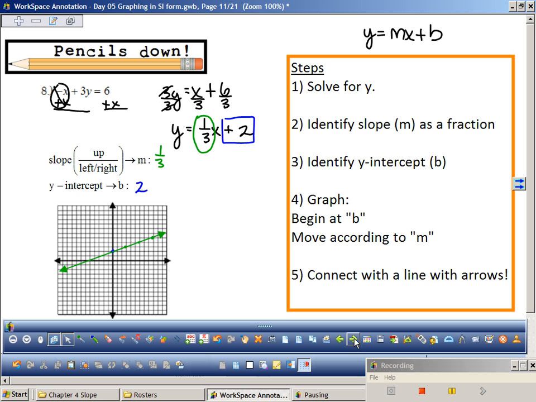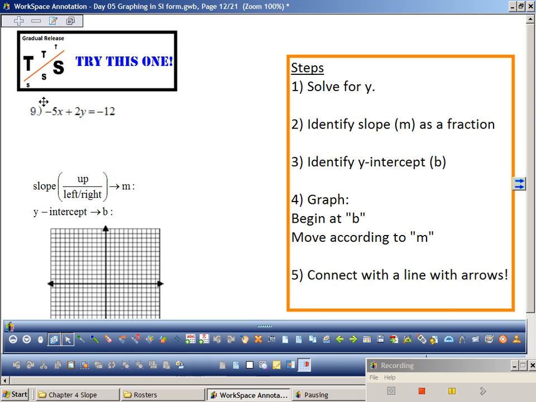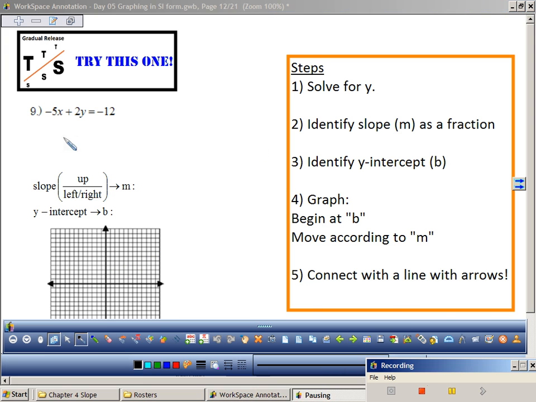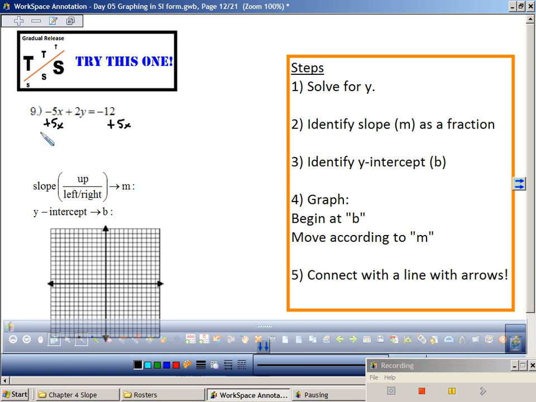Okay, let's continue. Any questions on this one? No, ma'am. Okay. Try this one on your own. Okay, Lauren, how would I start this? 5 x's. Good. So I'm going to add 5 x's to both sides. I'm going to shift this over now. Okay? So this goes away, and what am I left with?